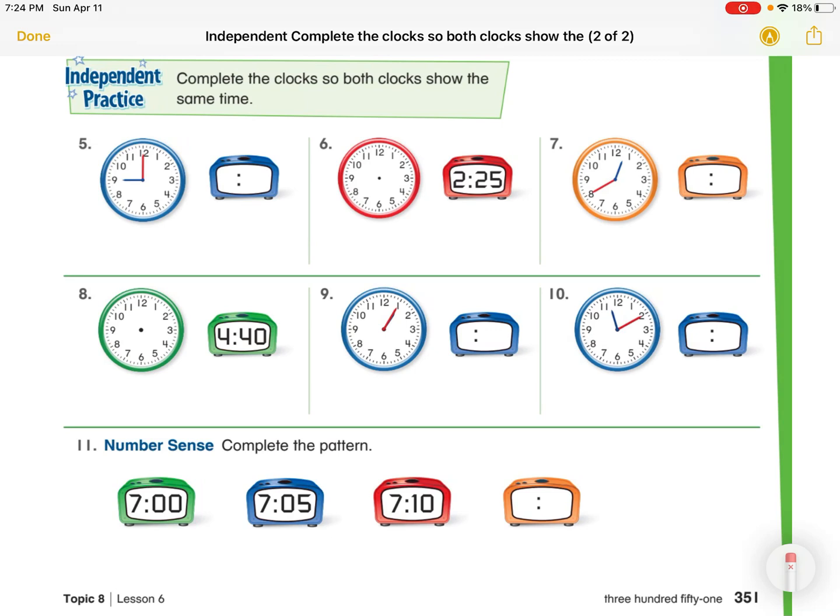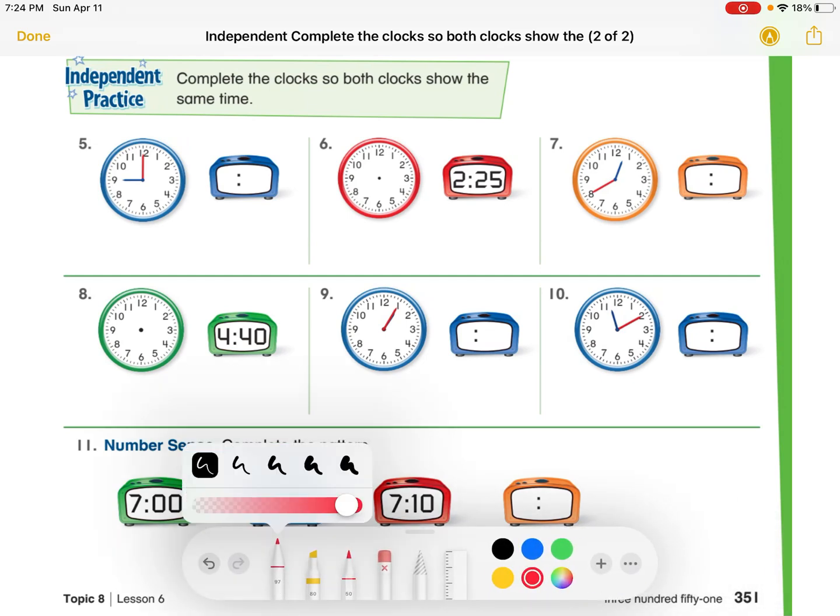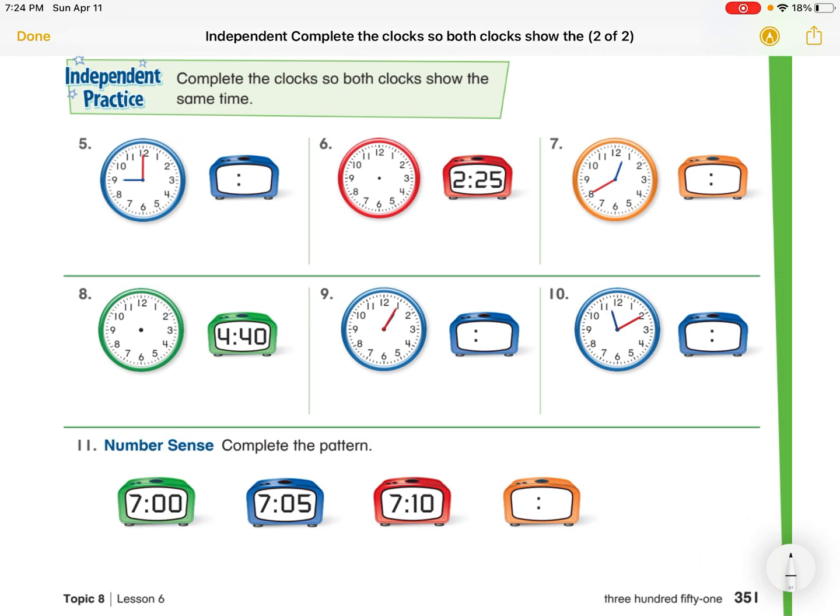Let's take a look at number 11. Number 11 is a number sense problem. It says complete the pattern. So if you look at the clocks, they're analog clocks, so they're telling you the time, or they're digital clocks, I'm sorry, and they're telling you the time. So I see 7 o'clock, 7:05, 7:10. Complete the pattern. Well, they start at 0, then they go up by 5 minutes, up by another 10. So what are they counting by for the minutes? Hint, hint.